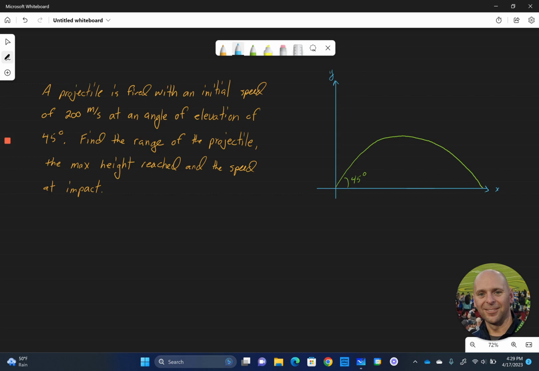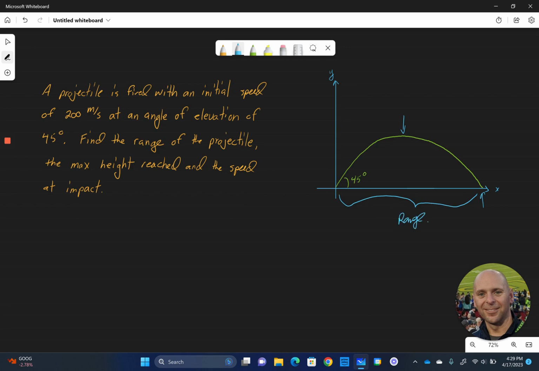And I've gone ahead and sketched out the scenario here as best I can. And the components that we're going to be looking for particularly again are the maximum height, which will happen here, and the speed at impact, which will happen here. And of course we also wanted to figure out the range of the projectile, and the range is this distance here.